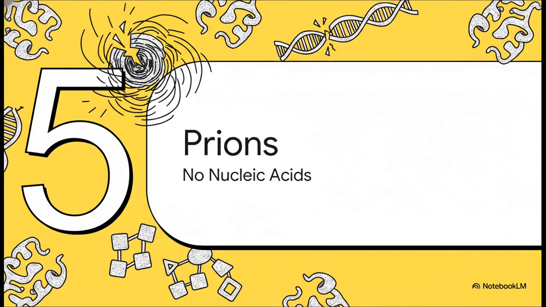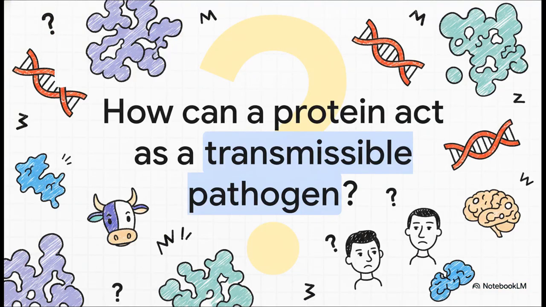And finally, Section 5, Prions, Infectious Misfolded Proteins. We are looking at pathogens without nucleic acids. If you thought viruses existed in a gray area, our final topic actively shatters the established laws of infectious disease entirely. We have to ask, how on earth can a protein, something completely lacking nucleic acid, act as a transmissible pathogen? This exact question deeply puzzled scientists who were studying horrific neurodegenerative diseases.